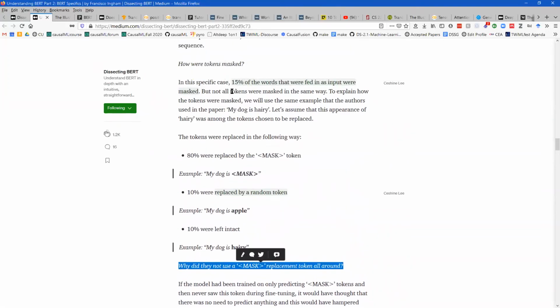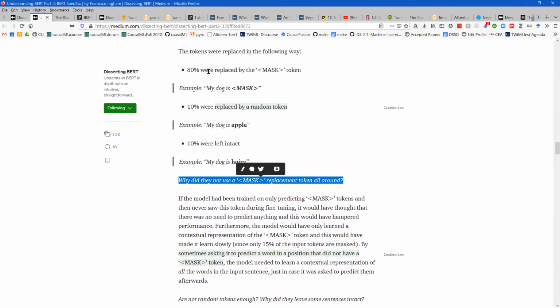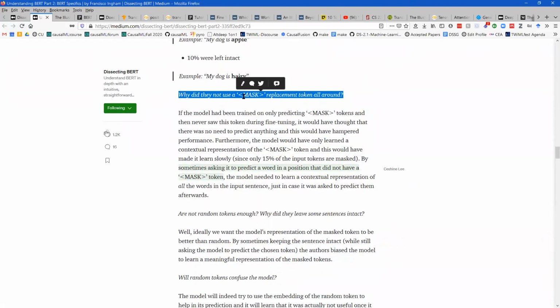In other words, 15% of the time you select a word and then you replace it with a mask token. And then he's saying, okay, but they didn't do that. They did this other thing where they only used the mask token 80% of the time, and 10% they replaced it by a random token, and the other 10% they left it alone. And then he asked the question, why didn't they just use a mask replacement token all around? I would bet that when they did this experiment, they first tried that. And then somebody thought, oh, let's see if we can make things even better, and they tried to fiddle with it a little bit more. And that's how they came up with this 80%, 10%, 10% scheme. But he's trying to explain it here.